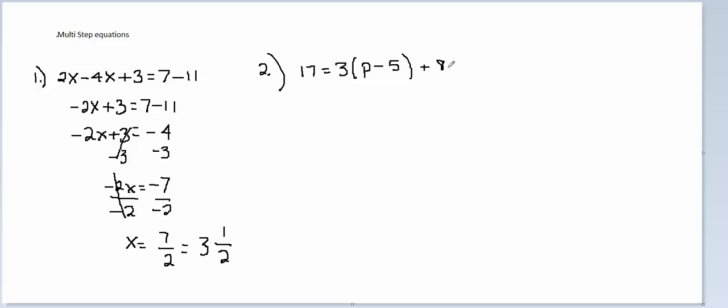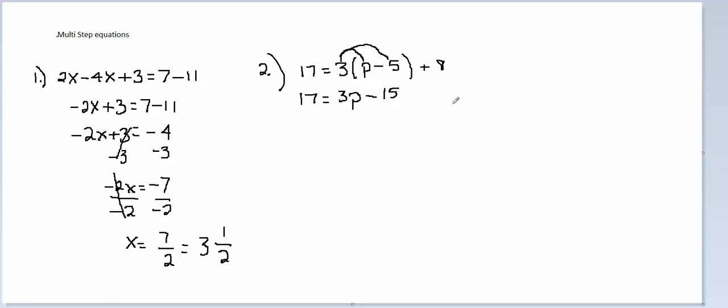Okay, so here's a multi-step problem, and it has a parenthesis on the right side. The left side can't be simplified, so it's going to stay 17. But let's simplify the right side. I have a 3 in front of the parentheses, so what I can do is multiply this through. Remember, this is called the distributive property. So 3 times p would give you 3p. 3 times 5, bring down the minus sign, is going to give you 15.